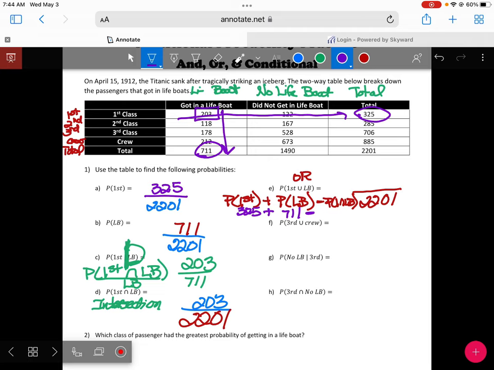Yes, 203. So on your calculators, 325 plus 711 minus 203. Jason, come on. What do we get for our total of all of those?